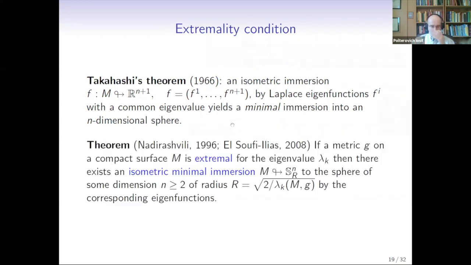And the theorem, which is due to Nadirashvili and in some form by Iosif and Elias, says that if you have a metric on a compact surface which is extremal for the eigenvalue lambda k, then there exists an isometric minimal immersion by the corresponding eigenfunctions to the sphere of some dimension. The dimension is clearly related to the multiplicity of the eigenvalue. If you remember, in all the examples that I have presented, the corresponding eigenvalue was highly multiple. So basically, this result establishes this direct connection between maximal, or more generally extremal, metrics and isometric minimal immersions into spheres.